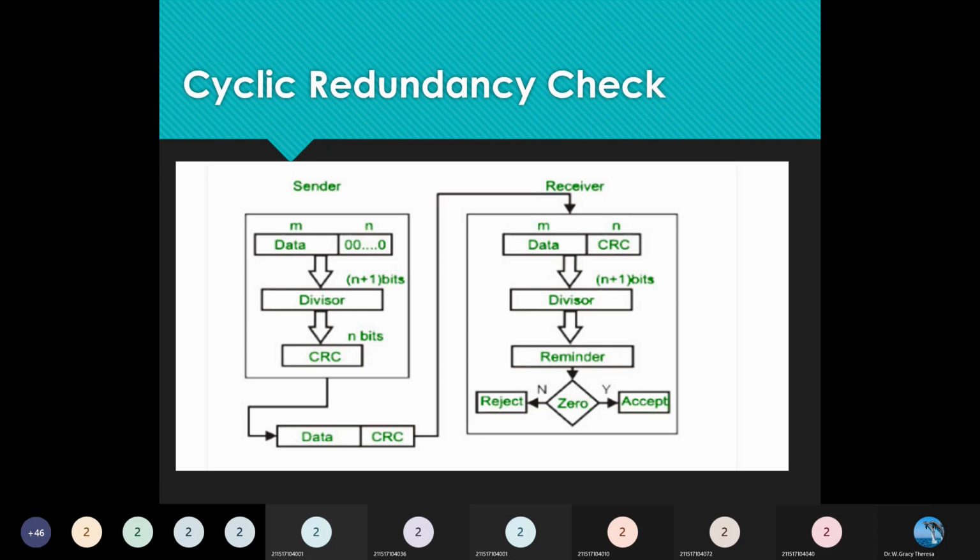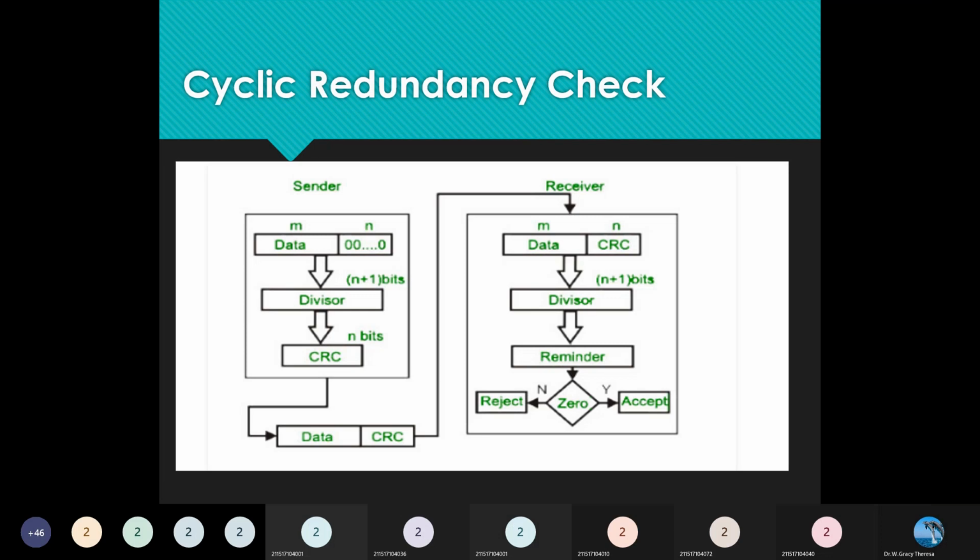So what happens at the receiver side? They will get the incoming data, and again they will do the binary division with the same number they used at the sender. The quotient value is going to be the same at both ends. If there is no remainder, if the remainder is 0, then it comes to the conclusion that the data unit we received is correct and there is no error. So we can accept the data.